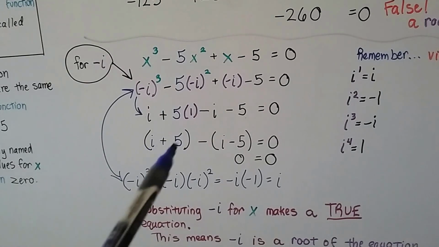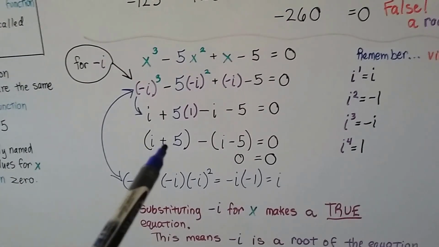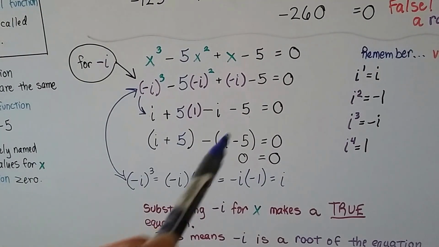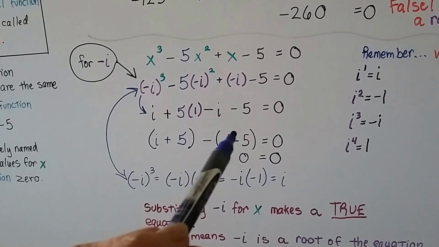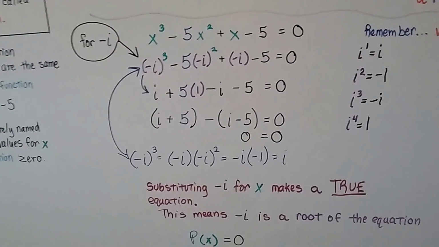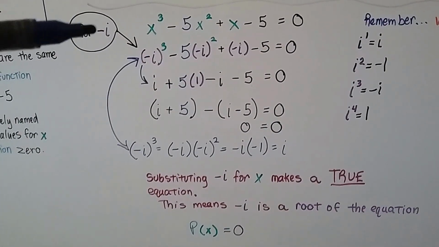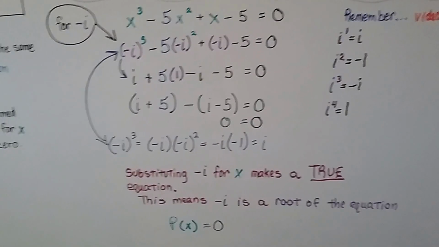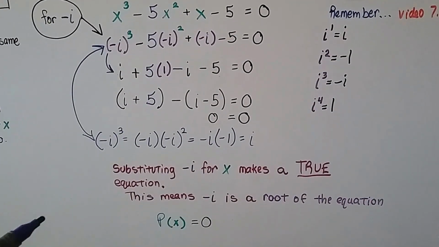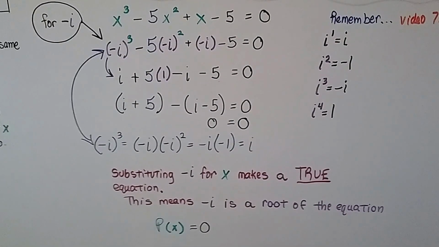Well, i plus 5 minus i minus 5, well, that's a 0 pair, isn't it? That's additive inverses. i plus 5 minus i minus 5. So 0 equals 0. So substituting this negative i, this inverse of i, for x makes a true equation. That means the inverse of i is a root of the equation, p of x equals 0.